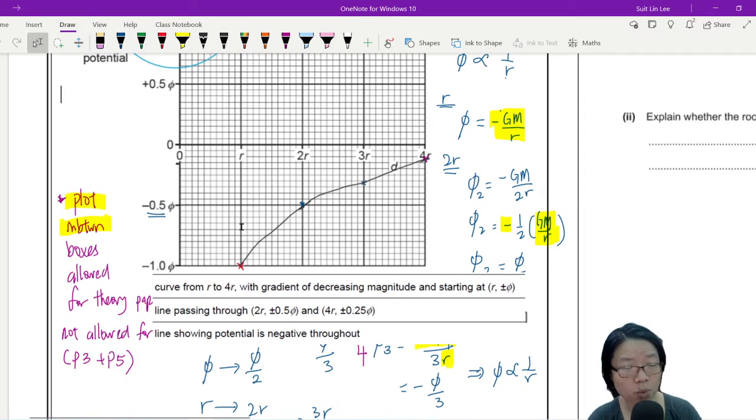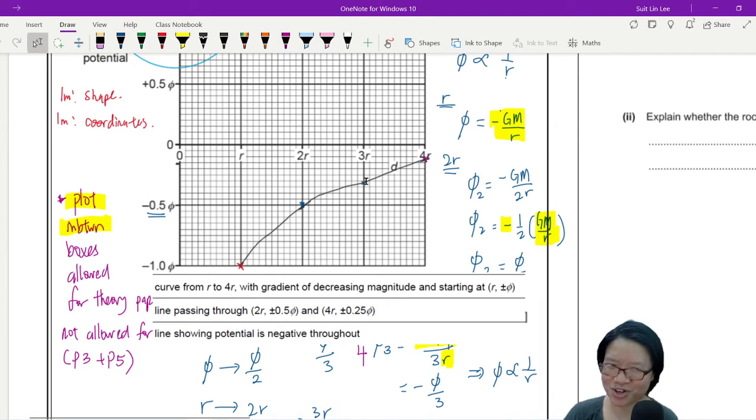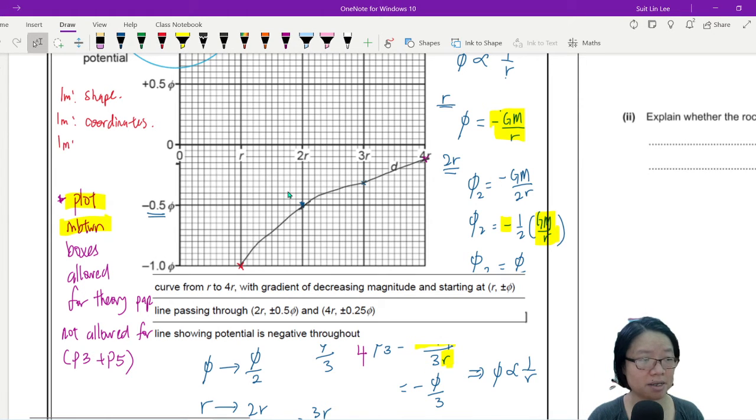Normally 1 mark is for the shape of the graph. 1 mark is for the important values, coordinates. No matter what graph they ask you to sketch, important coordinates. So these are all important coordinates that I can plot out. Why they didn't put 3R? Because 3R is a bit of the odd one out, but I include it there as well. And then the other mark is normally for polarity, either positive or negative.